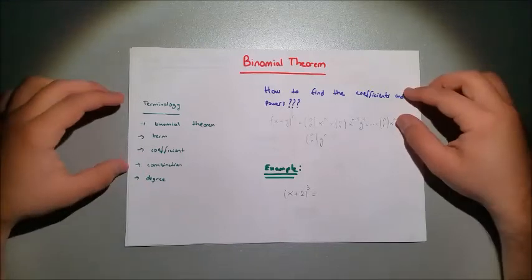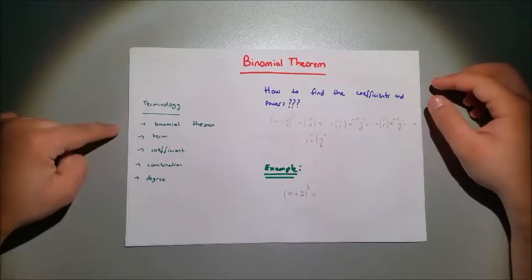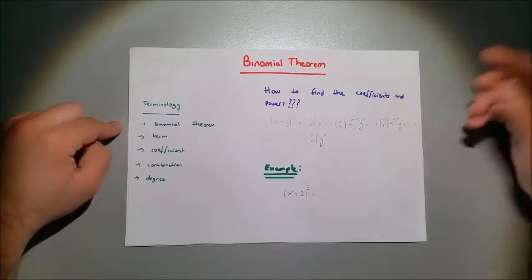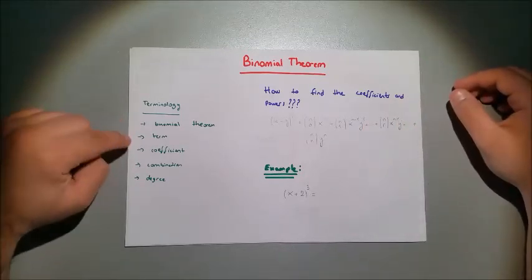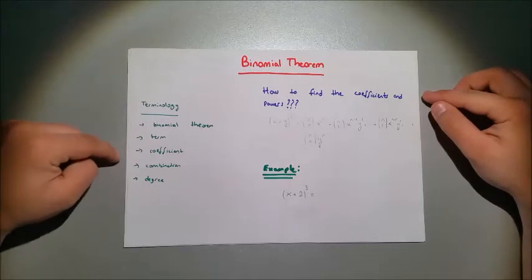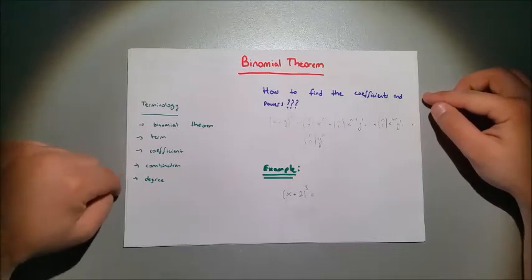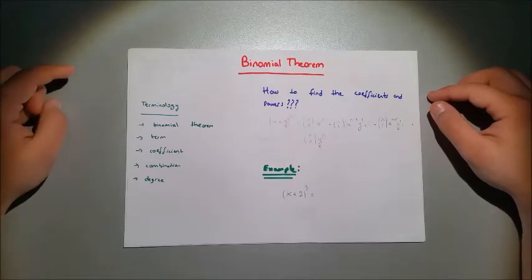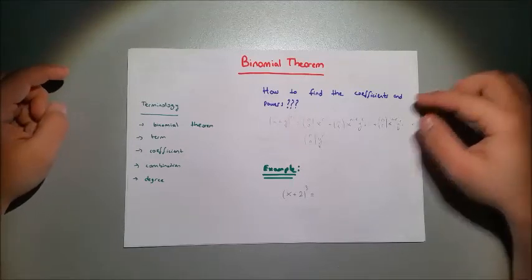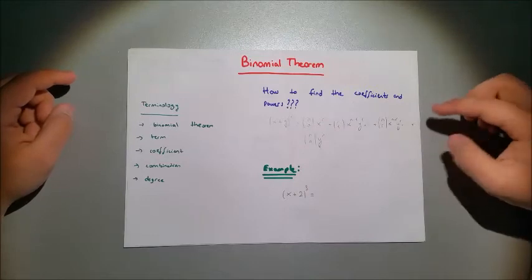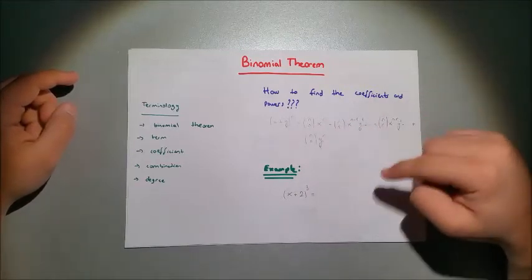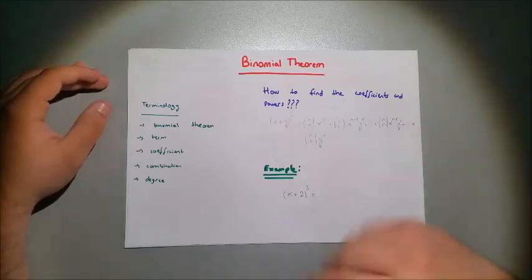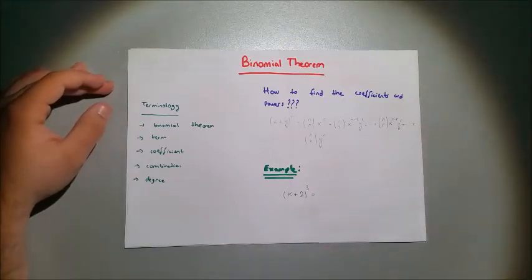First of all, you need to know some terminology here, and those are Binomial Theorem, which is actually the name of the topic, term, coefficient, combination, and degree. So let's start with how to find the coefficients and powers. Well, this is a binomial expression, but it's too hard to be understood, and I'll make it easier with an example.